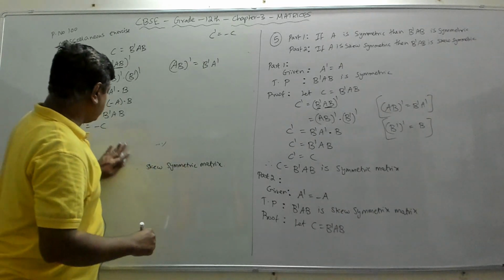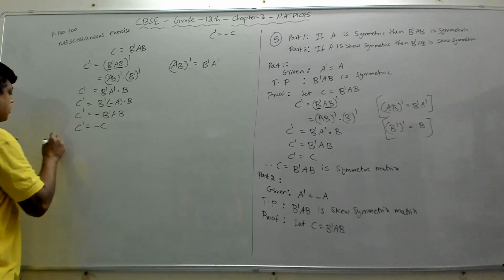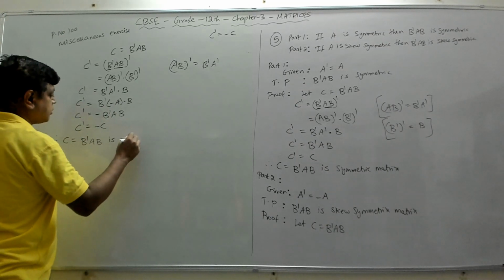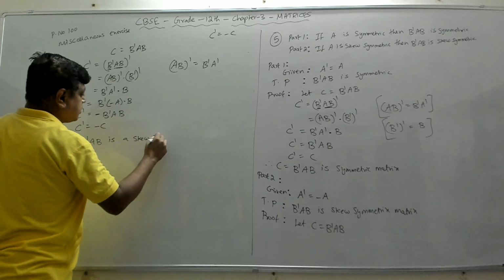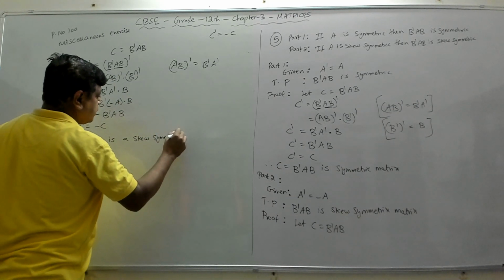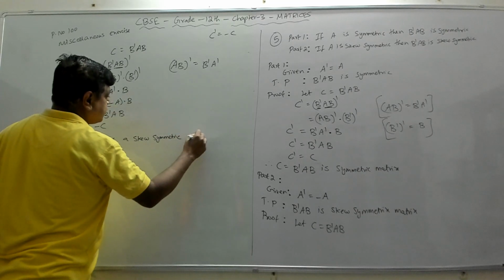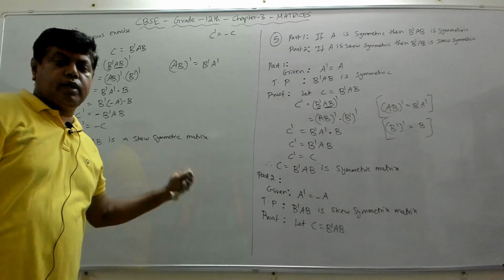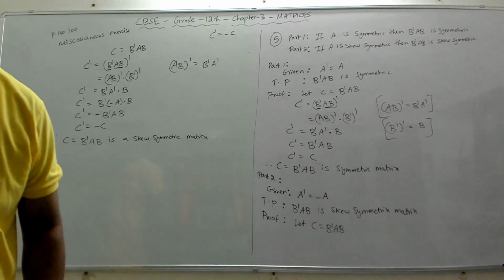So therefore C equal to B transpose AB is a skew symmetric matrix. So therefore we have proved B transpose AB is a skew symmetric matrix.